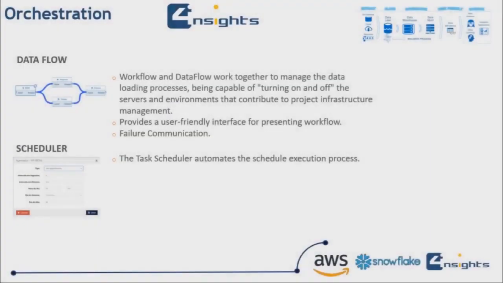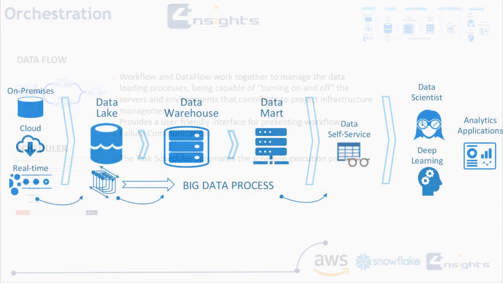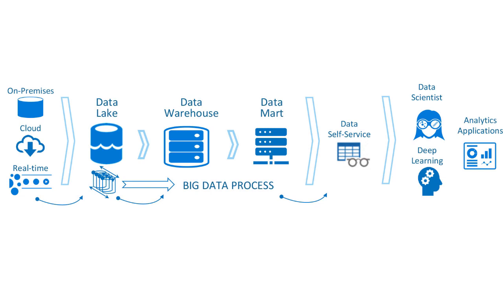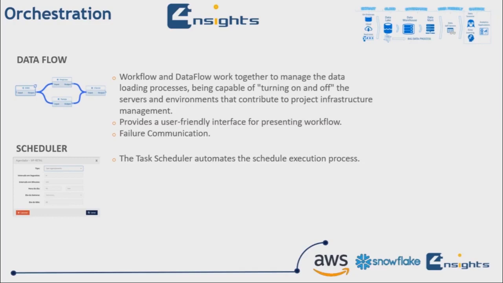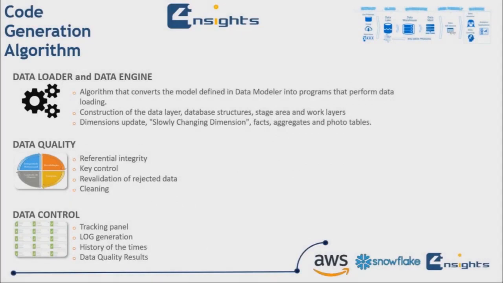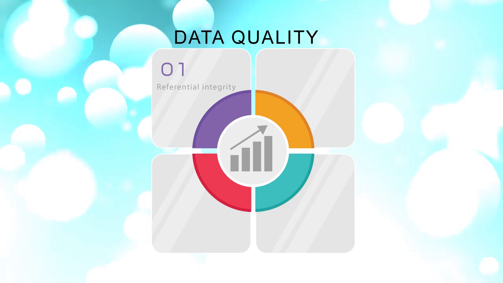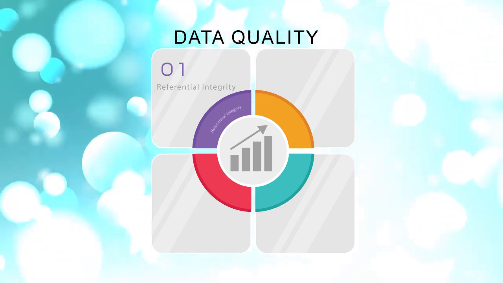The workflow and data flow are responsible for creating data journey dependencies, orchestrating the entire process for the purpose of organizing and automating data routines and flow. It has an intuitive visual interface which allows the management of flows, sends alerts, announcements, and execute commands. The scheduler is for scheduling times and repeating executions, which can be used to provide near real-time information. The data loader and data engine is the algorithm that converts the multidimensional model into data intake scripts, loading and keeping tables up to date.